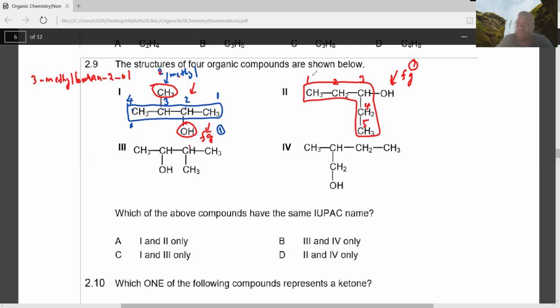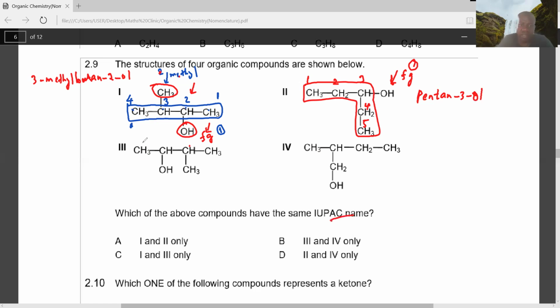So what is the name? What is the parent chain? The parent chain has 5 carbons, so this will be pentan-3-ol. Yes, 1, 2, 3, 4, 5: pentan-3-ol. You see, already 1 and 2 are out. We are looking for the ones which have the same IUPAC name.